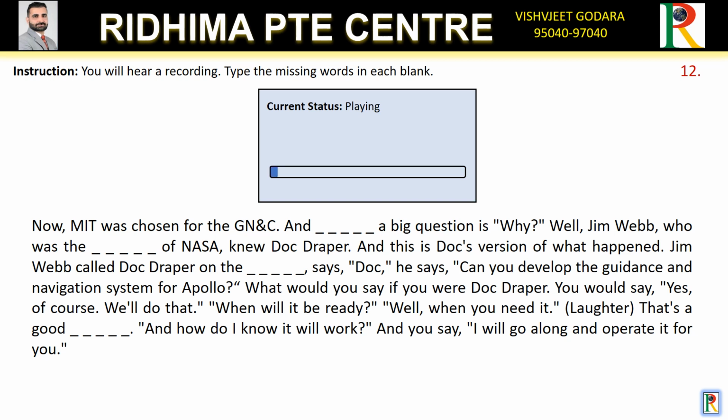Now, MIT was chosen for the GN&C, and the quite big question is, why? Well, Jim Webb, who was the administrator of NASA, knew Doc Draper. And this is Doc's version of what happened. Jim Webb called Doc Draper on the telephone and says, Doc, can you develop the guidance and navigation system for Apollo? What would you say if you were Doc Draper?